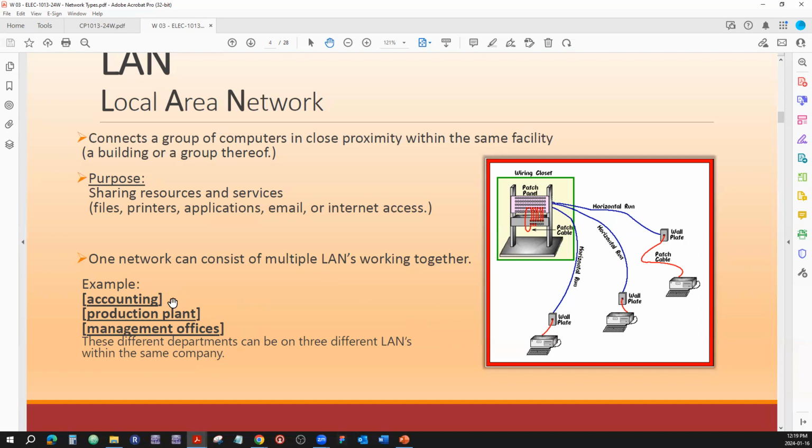I don't want to use the word subnet because that could mean something else as far as setting up networks, but it would be something like that. It would be a sub network, or part of the bigger network. The huge network can consist of a few smaller networks, just so the traffic gets routed between the machines that usually communicate with each other, so the traffic is easier. These different departments can be on 3 different LANs within the same company.